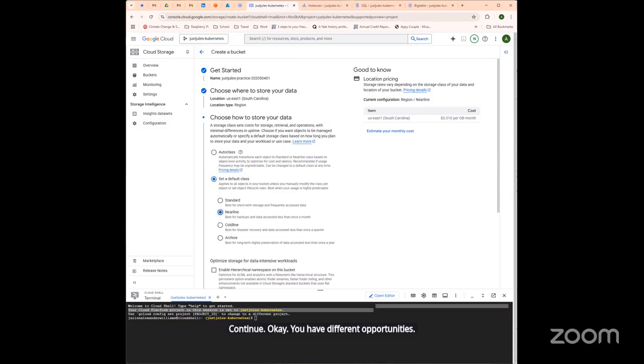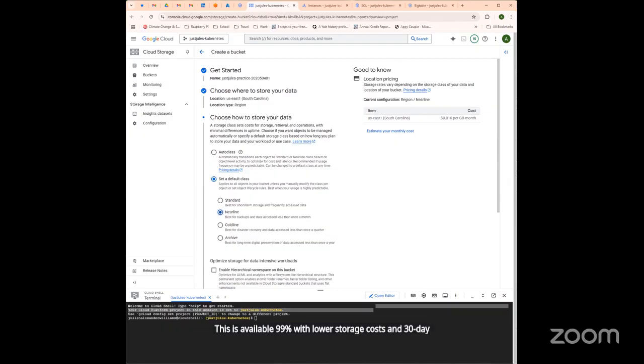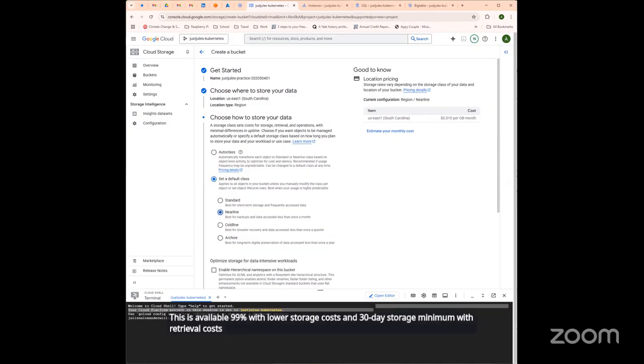Nearline. Okay. Nearline storage is meant for data you want to access less than once a month. This is available 99% with lower storage costs and 30-day storage minimum with retrieval costs. Think monthly backups, logs, or documents that must be retained but aren't active. So know that retrieval incurs costs for the exam. Don't use Nearline for regular queries. Right? For something that's active, you want to stick with standard.